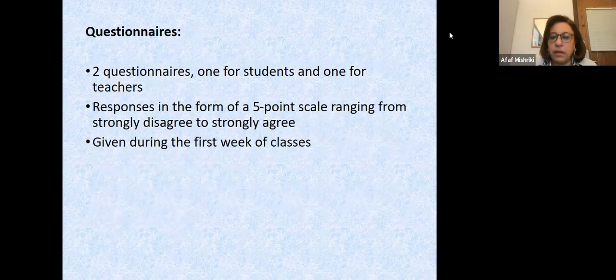All right. The tool we used to conduct the survey was a questionnaire, actually 2 questionnaires, one for students and one for teachers. The responses of both students and teachers were in the form of a Likert scale, a 5-point scale, ranging from strongly disagree to strongly agree. And the 2 questionnaires were given during the first week of classes.